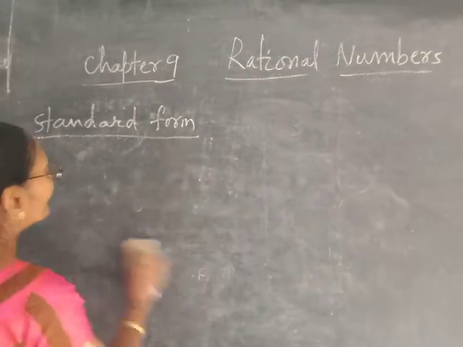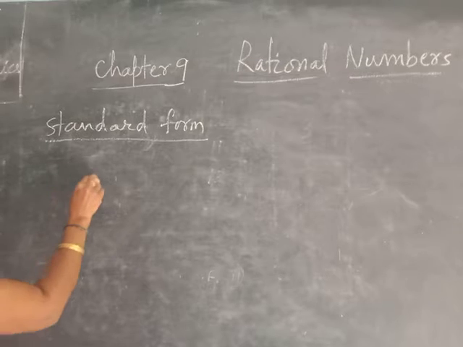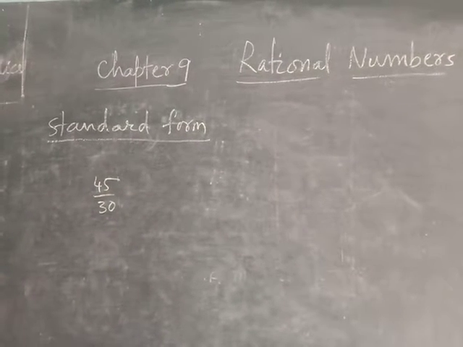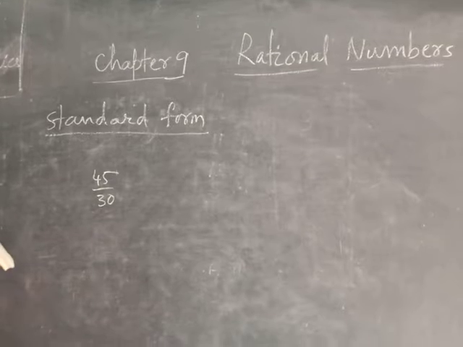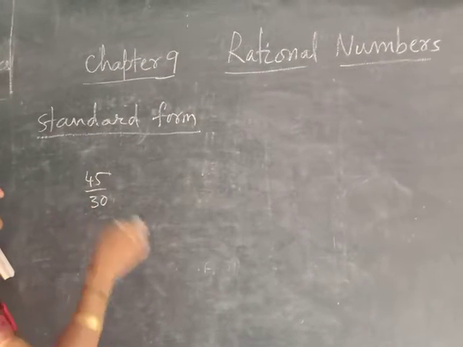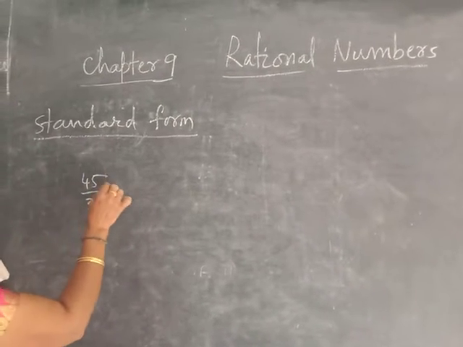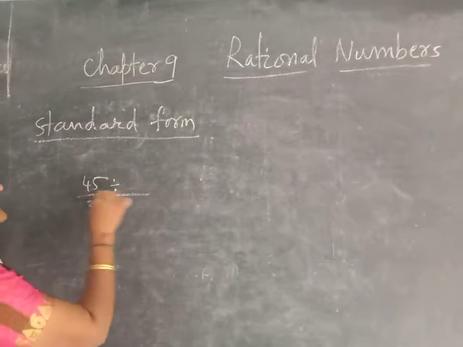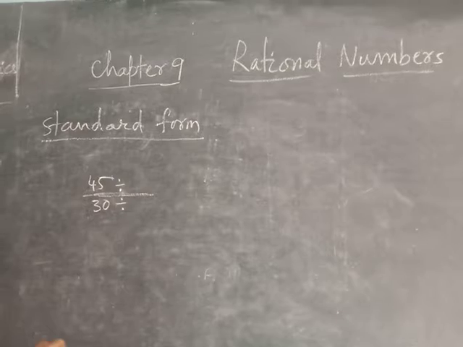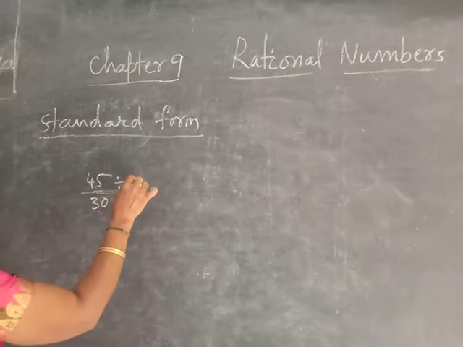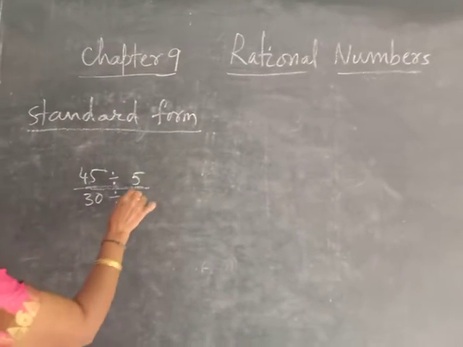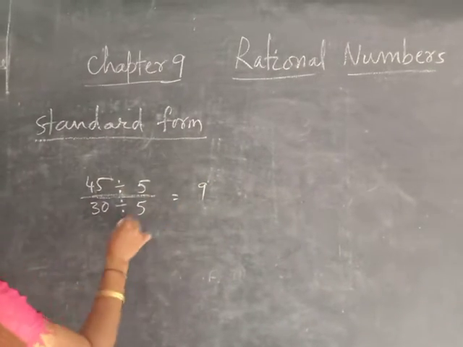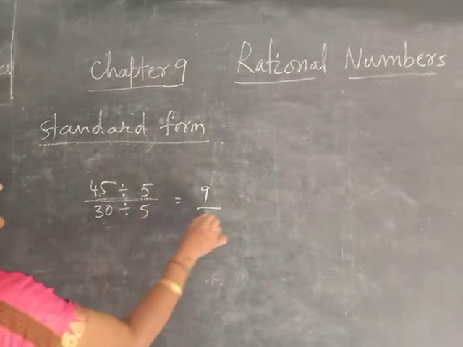Reduced to standard form. How will it go? See, suppose the question is given 45/30. Then you have to find the standard form. Reduce this number to standard form. How do you reduce? You have to divide both the numbers with the same non-zero number. If these two numbers are divisible by 5, then how much will come? 5 9s are 45. Then here 5 6s are 30.